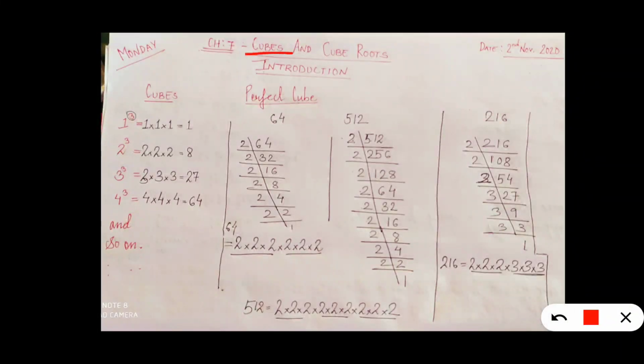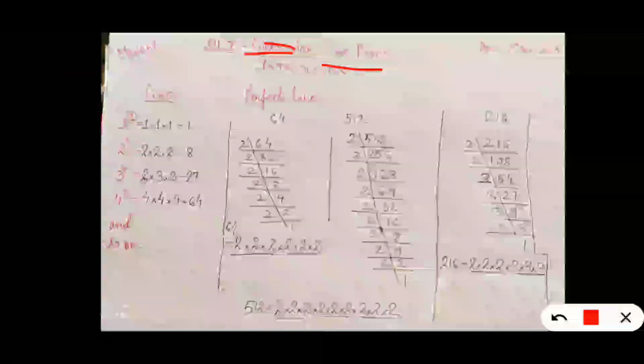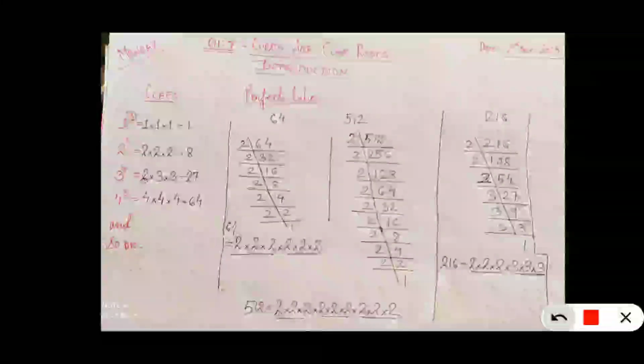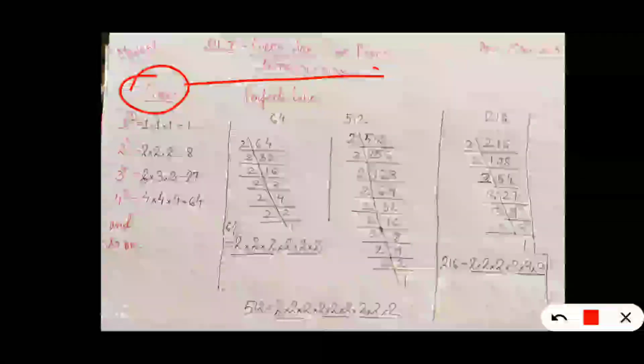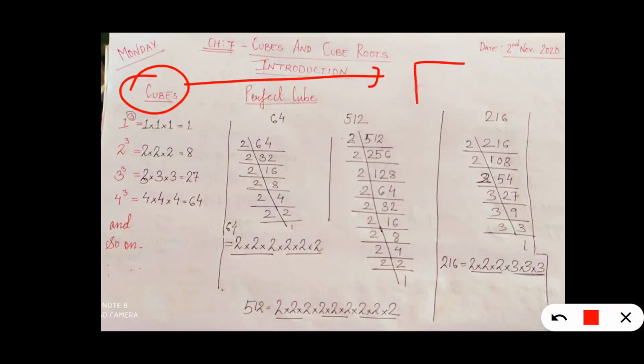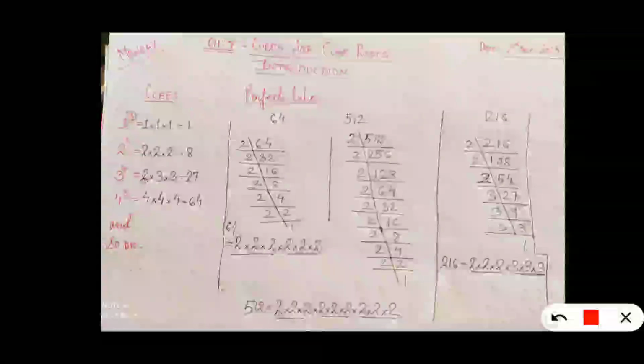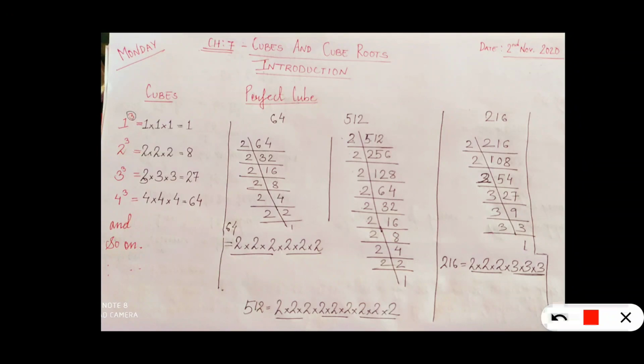So the name is cube and cube root. Let's start with the cubes. In our previous classes we learned what a cube is. It's a geometrical figure whose all sides are equal. But here it's not that. This cube means something like the square and square root.